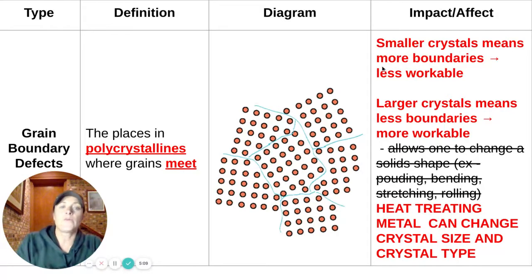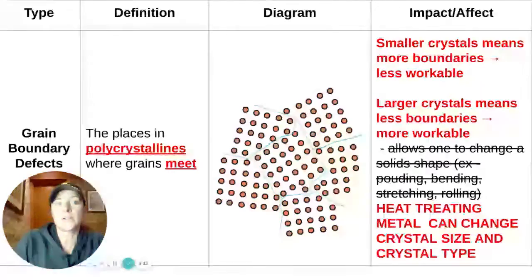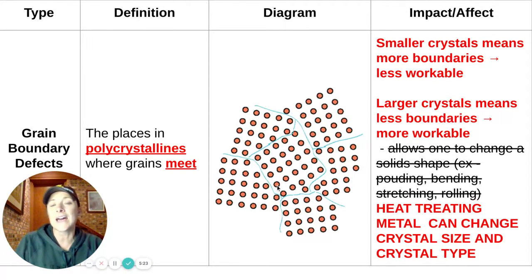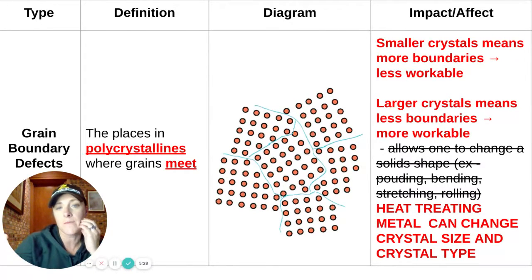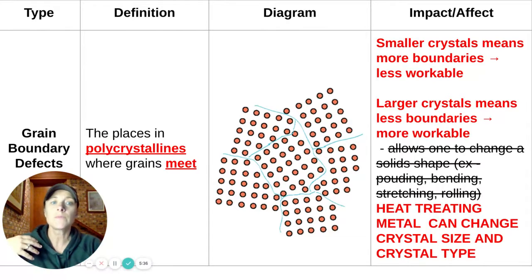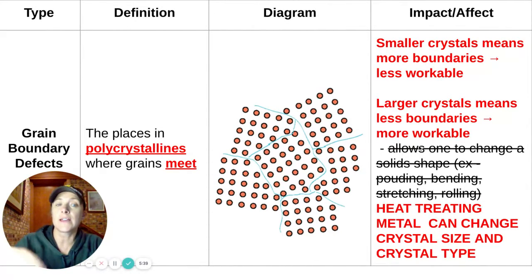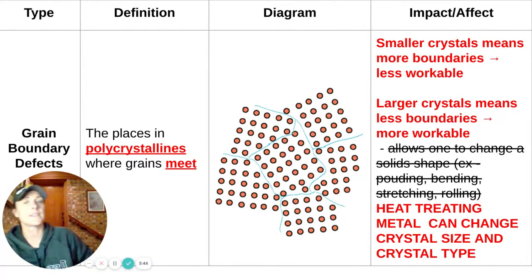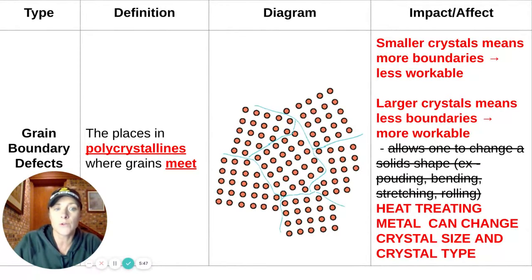So what does that mean? If we have a bunch of small crystals, smaller crystals means more boundaries and it means it's less workable. So this would be an example of a bunch of small crystals, okay? And we have a bunch of line boundaries here. I'm going to use metals as my example. Most of the time we can manipulate polycrystals with metals easier than anything. So if we have smaller crystals, more boundaries, less workable. If we have larger crystals, we have less boundaries and it becomes more workable. There's things we can do to manipulate the size of those polycrystals to make them more workable.